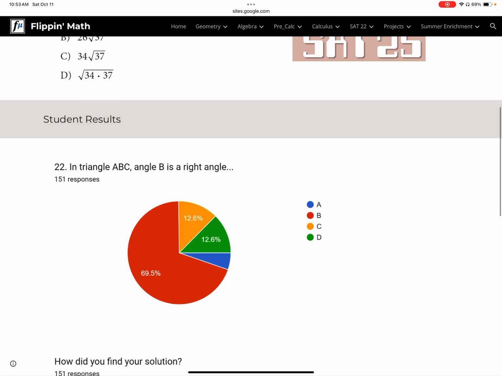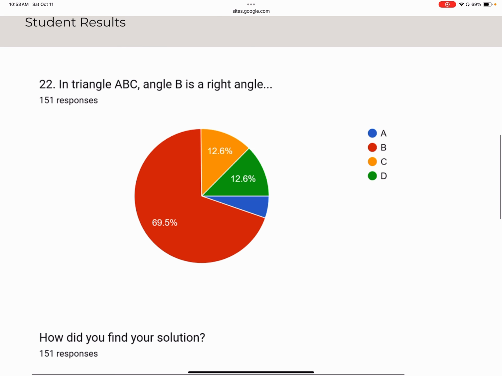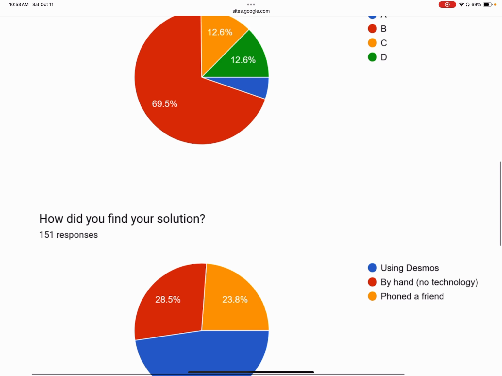Well, according to our pie graph here, almost 70% of us chose answer choice B, which was the correct answer. And in second and third place, actually tied for second place, is C and D. Let's see if we can get to the bottom of that when we go over the solution.